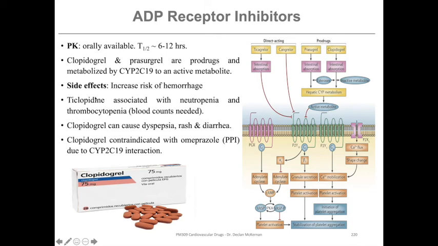Side effects include an increased risk of hemorrhage. Ticlopidine, for example, is associated with neutropenia, which is a big reduction in neutrophils, and also thrombocytopenia, which is a reduction in platelets. So blood counts have to be taken for patients taking these drugs. Clopidogrel can cause dyspepsia, rash, and diarrhea, and it's also contraindicated with omeprazole, which is a proton pump inhibitor, due to a cytochrome P450 2C19 interaction where it can influence the levels of omeprazole.